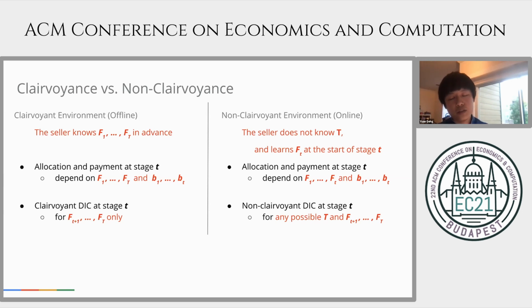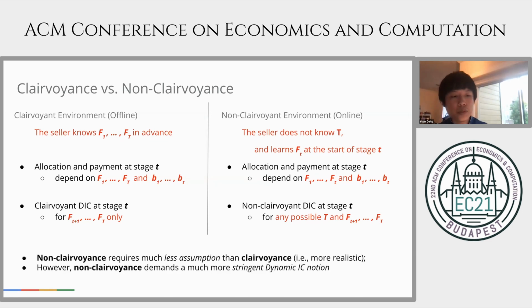And moreover, we require a much more stringent notion of dynamic IC in the non-clairvoyant environment. Basically, we require the dynamic IC to hold for any possible time horizon T, as well as any possible future sequence of distributions. So in summary, non-clairvoyance requires much less assumption than clairvoyance, which makes it more realistic. On the other hand, we do demand a much more stringent dynamic IC notion in a non-clairvoyant environment.